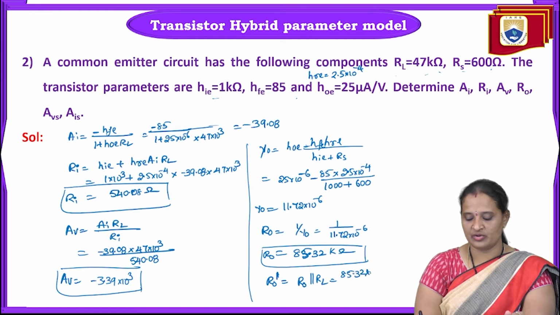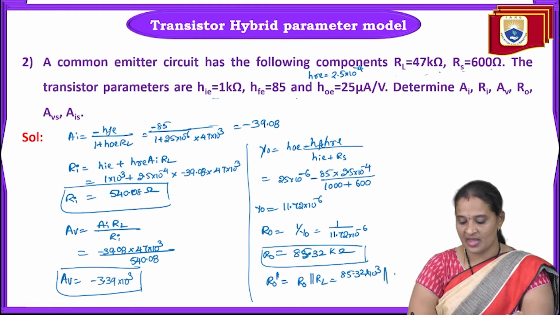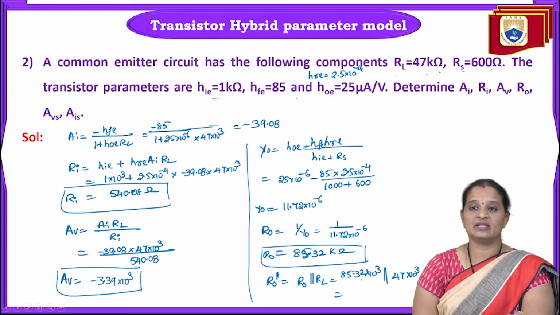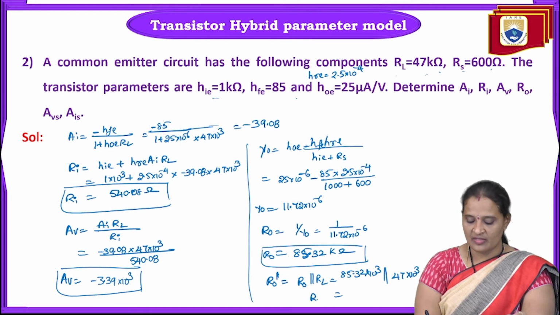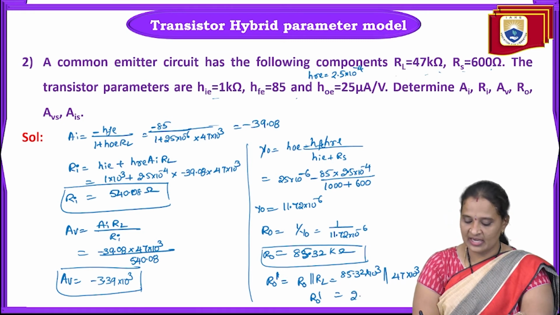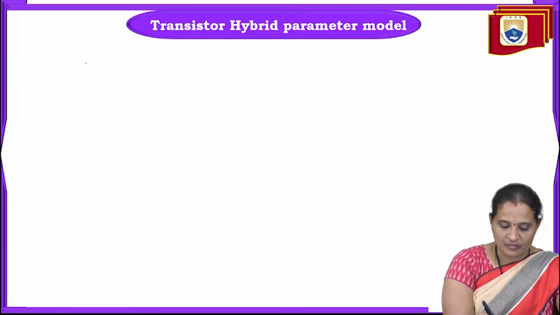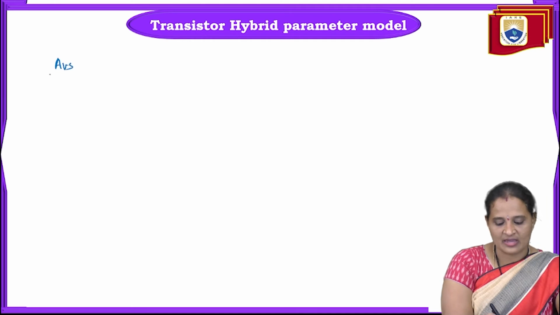85.32 into 10 to the power of 3 in parallel with RL. What is the value of RL? That is 47 into 10 to the power of 3. If you calculate the parallel combination of this one, then I'll get R naught dash value as 28.36 kilo ohms. This is the value of R naught dash. Okay, so once it is done, then we need to calculate AVS.